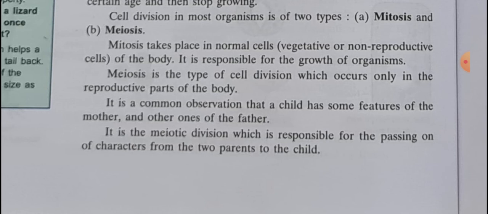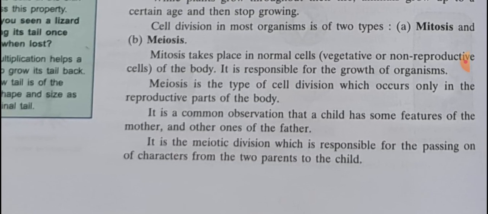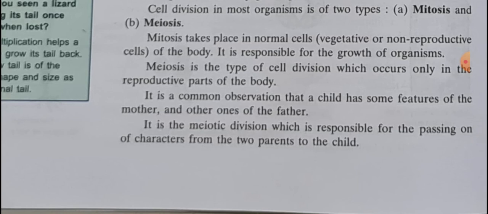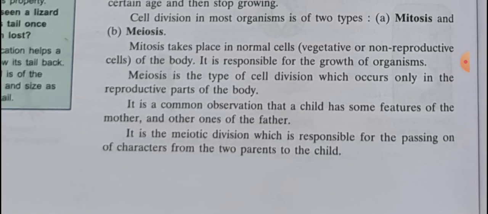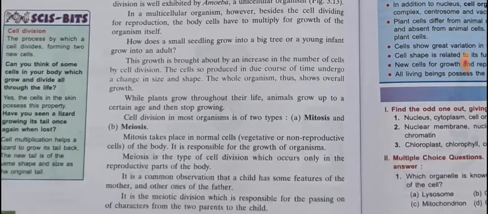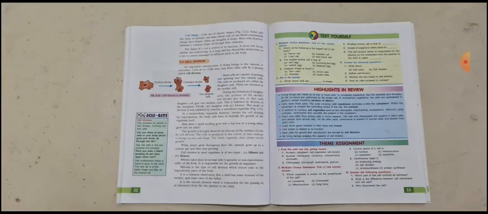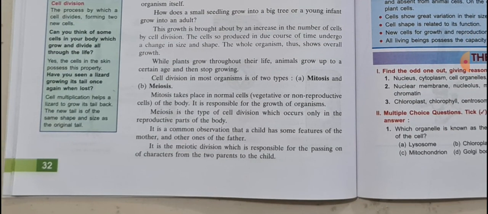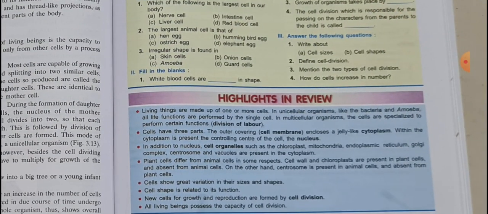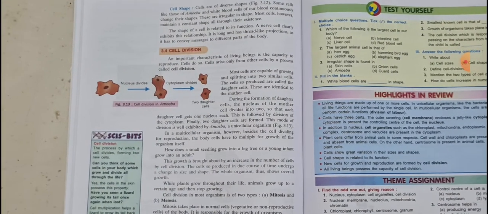It is a common observation that a child has some features of the mother and other ones of the father. The meiotic division is responsible for passing on the characters from the two parents to the child. So now we come to know what exactly gives us the features of our parents. It is the meiotic division which is responsible for passing of the characters from the parent to the children. So children, we have completed this chapter.